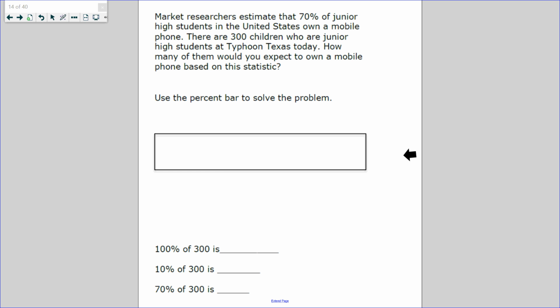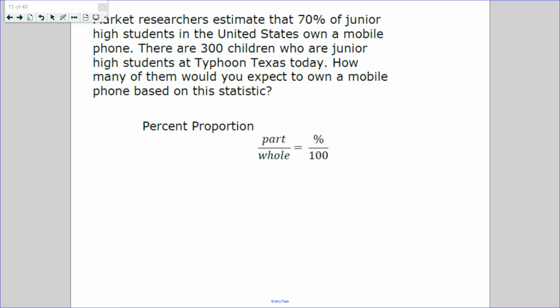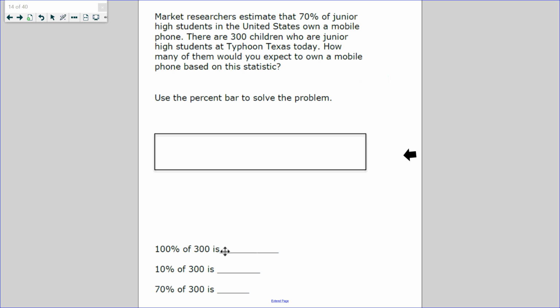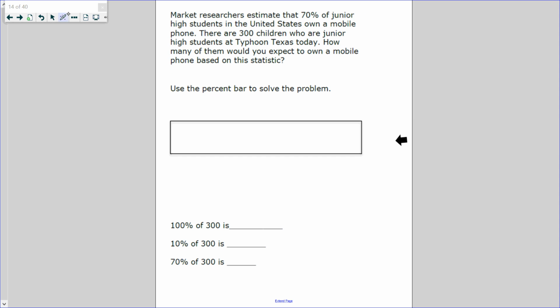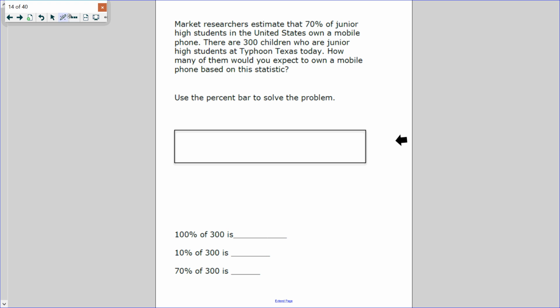So let's practice this question now. So there are 3 ways you can solve this, using a percent bar, mental math, or a ratio table. Market researchers estimate that 70% of junior high students in the United States own a mobile device. There are 300 children who are junior high students at Typhoon, Texas today. How many of them would you expect to own a mobile phone device? So this represents, let me get my pen ready.